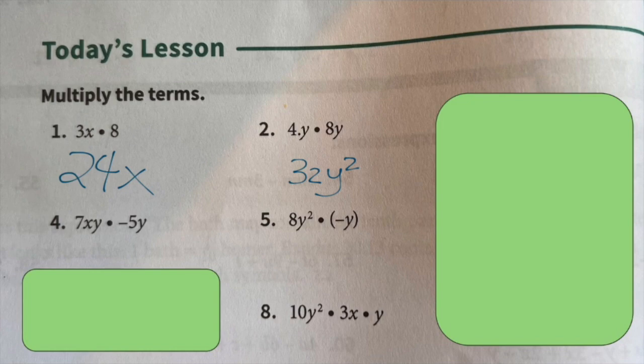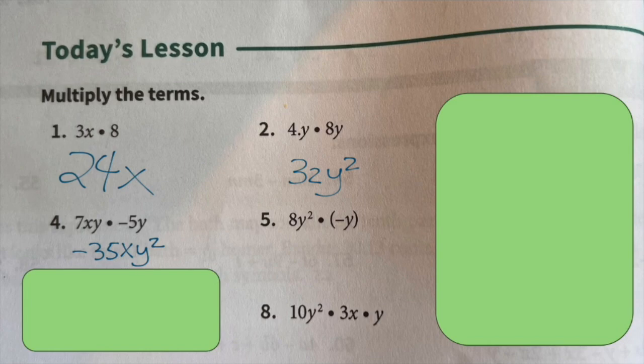All right. And 7 and negative 5. I put that together first and you get negative 35. X, because there's nothing to go with it, but y comes together as y. And how many y's do I have? 2 of them. Y squared. Raise your hand if you have that on your paper. Did you get negative 35xy squared? Yeah. Good.